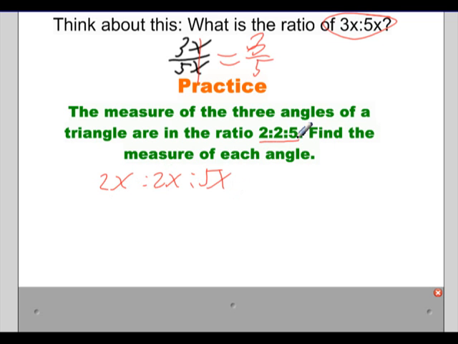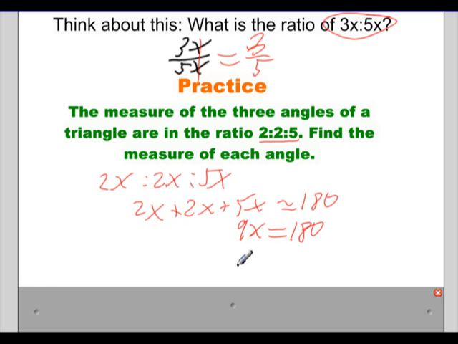Now, what's an equation we can write with 3 angles? Well, we know they have to add up to 180. So we're going to simply write that equation: the first angle plus the second plus the third must add up to 180 degrees, and we can solve that simple equation for x. So we have 9x equals 180.